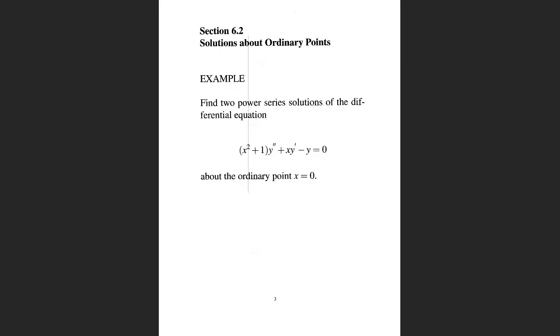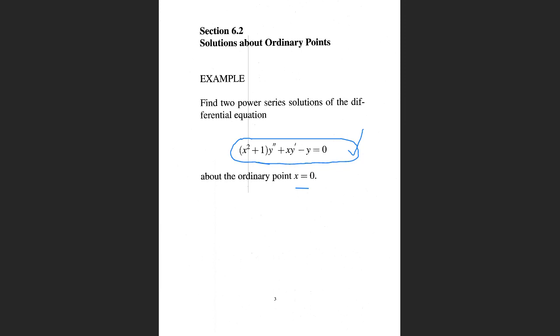Okay, so this was the example that we were working on from section 6.2 in our last class, and we didn't complete the example, but we got pretty far through it. So what we did was we have a differential equation, and we want to find two power series solutions for this differential equation about the ordinary point x equals 0. And what I'll do is I'll just give you a quick review of what we did.